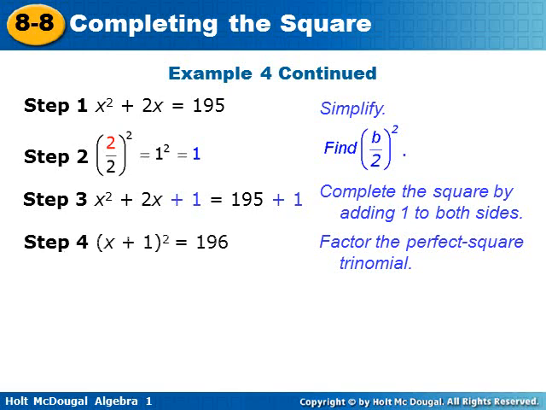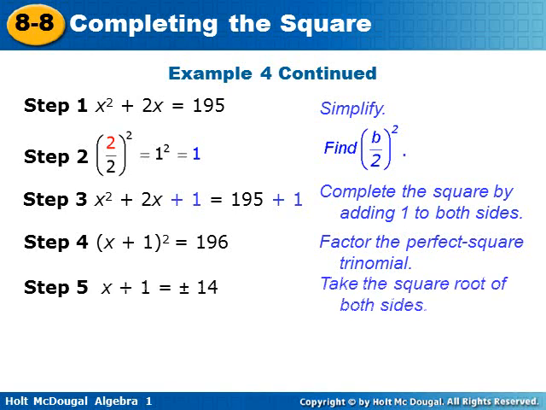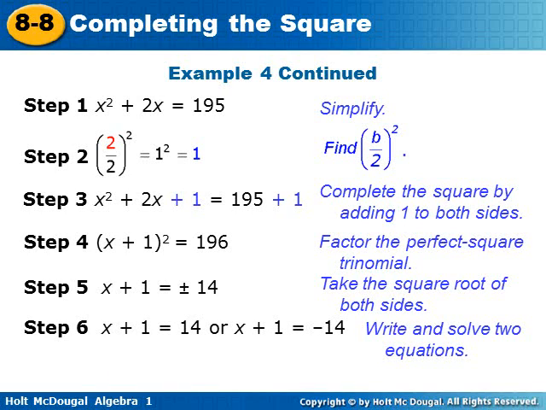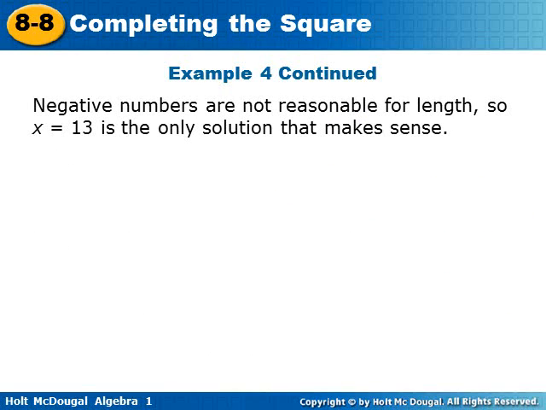We're going to factor. On the left-hand side, we have a perfect square trinomial: x plus 1 squared equals 196. We're going to take the square root of both sides, and we get x plus 1 equals plus or minus 14. So we're going to write two equations and solve. x plus 1 equals positive 14, or x plus 1 equals negative 14. So we get 13 or negative 15.